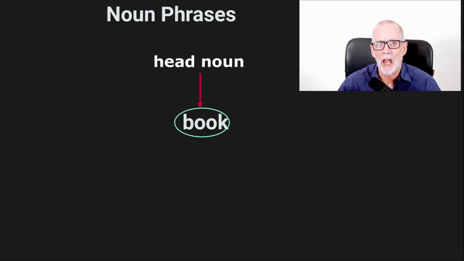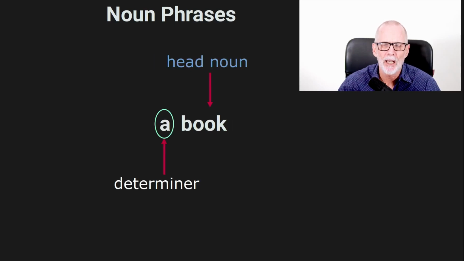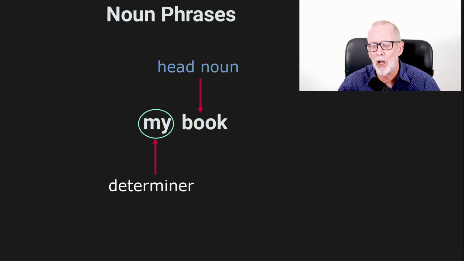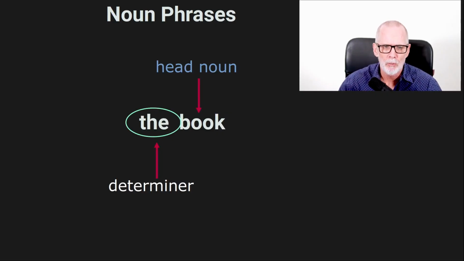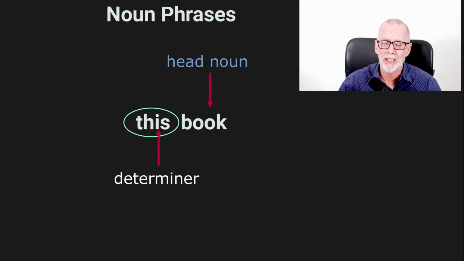So we're going to start off with a noun, book, and we can add other words to create a noun phrase. So the first thing we can add is a determiner. So here we've added the determiner a. So now we have two words, a book. It doesn't have to be a. There are other determiners that we could use. For example, we could say my book or your book or his book. We could say the book. We could say this book, or we could use some other determiner. But now we have two words in our noun phrase, this book or a book.